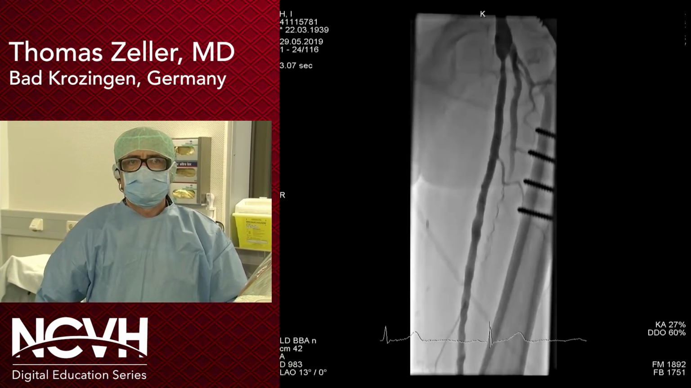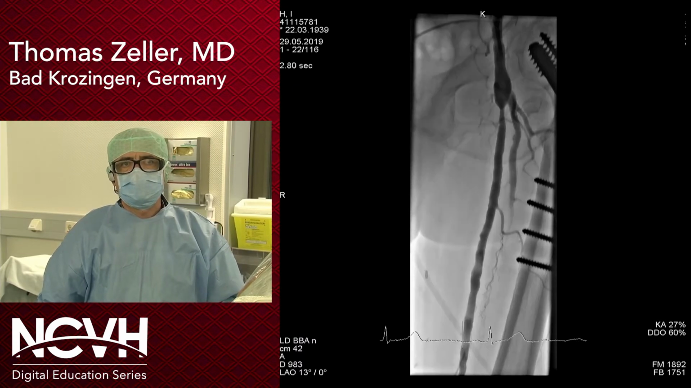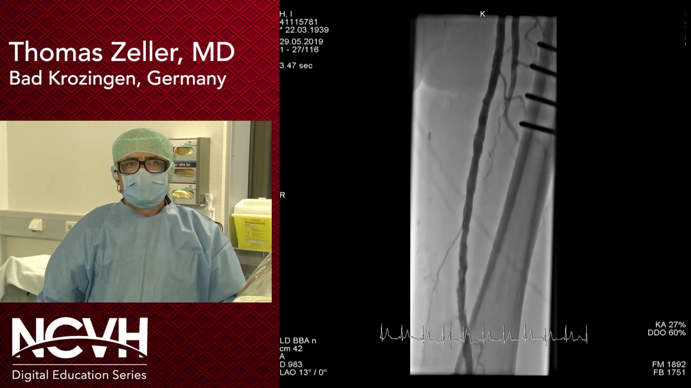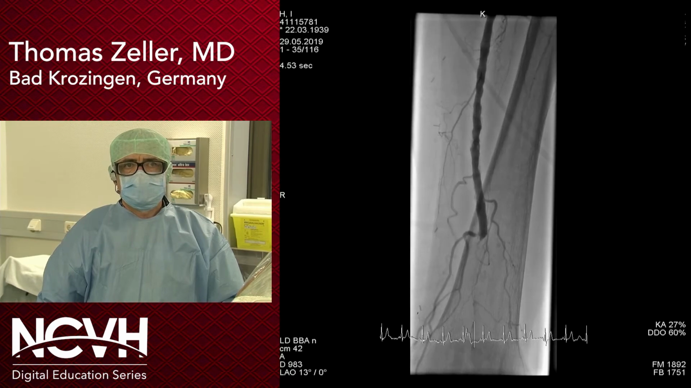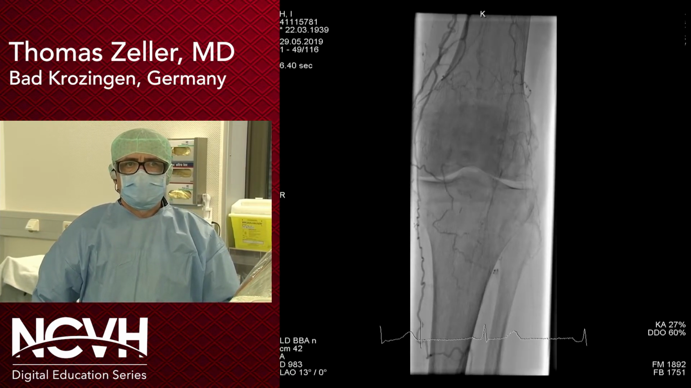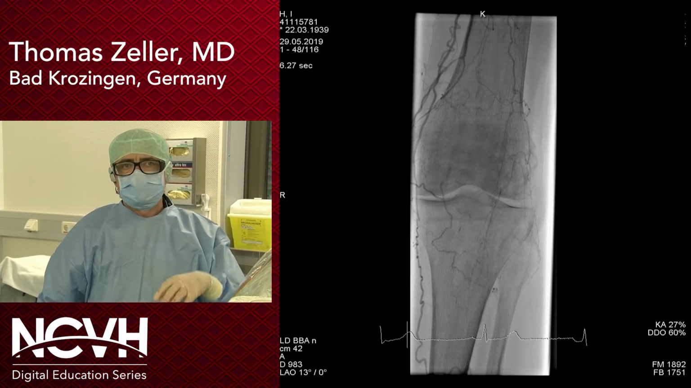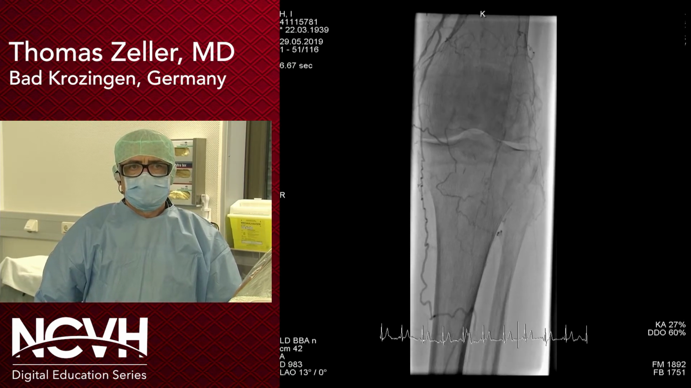Well, again, this is now the angiogram showing this moderate ostial lesion of the SFA. Then we have very diffuse disease of the SFA. We have this occlusion of the popliteal artery, which is showing a lot of media calcification, but also some intraluminal calcium. I will show you more clearly in a couple of seconds.